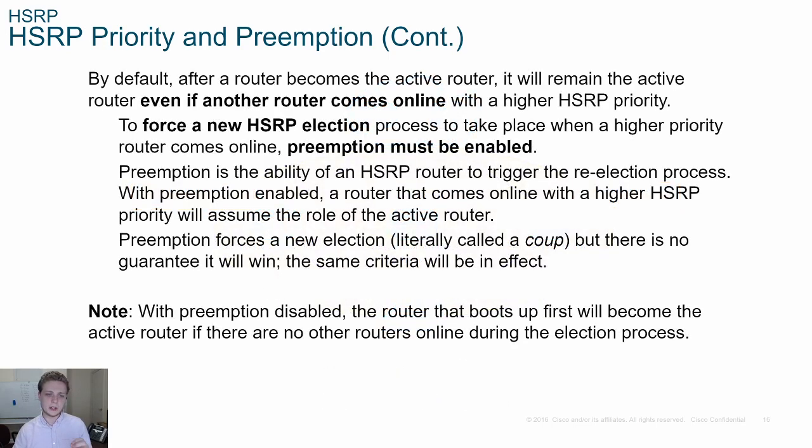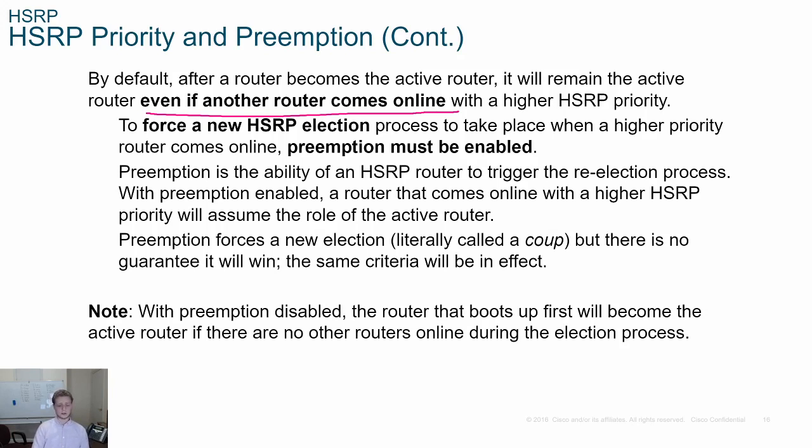So even after a router becomes the active router, it will remain active, even if another router comes online with a higher priority. By default, HSRP is not going to re-elect the active router unless the active router goes down. This is good because you could potentially have an outage if you had another router come online with a better priority and take over, and then that router would go offline, and then come back online and take over, and then go offline, and then come online and take over. And there's been situations where that's happened.